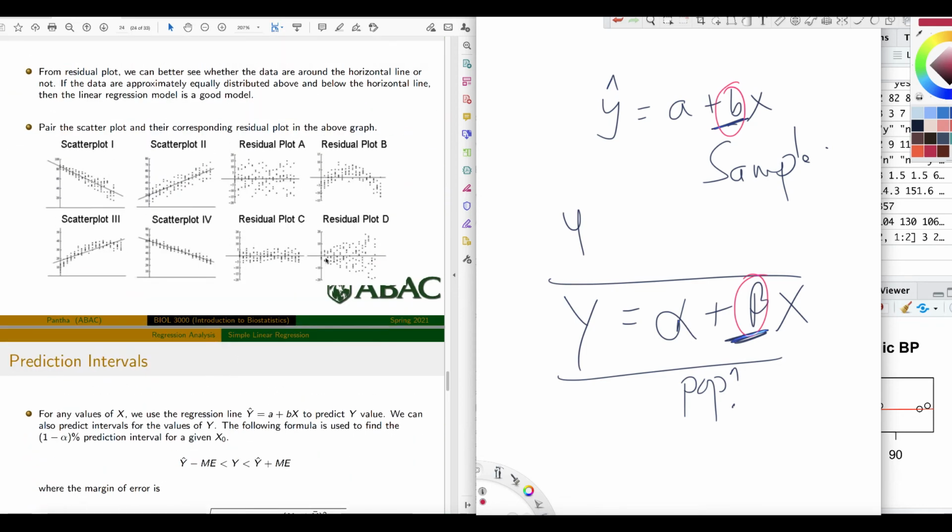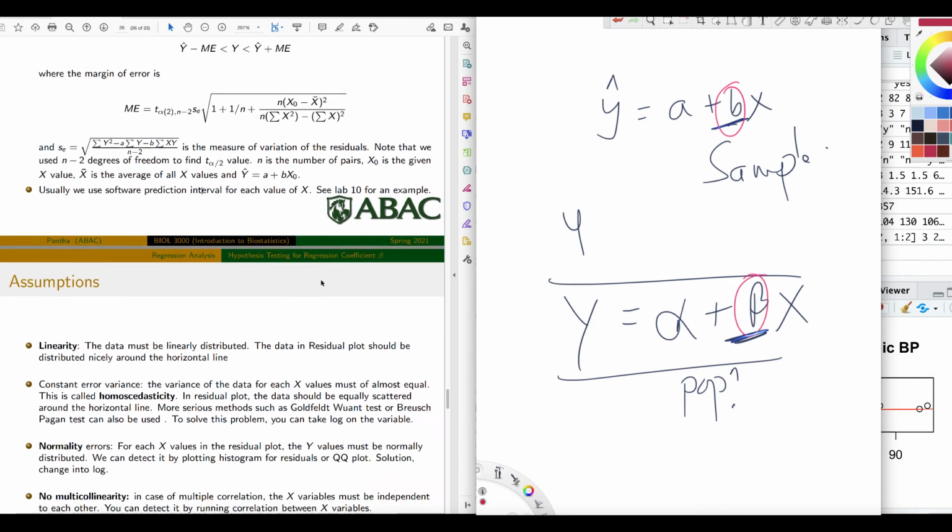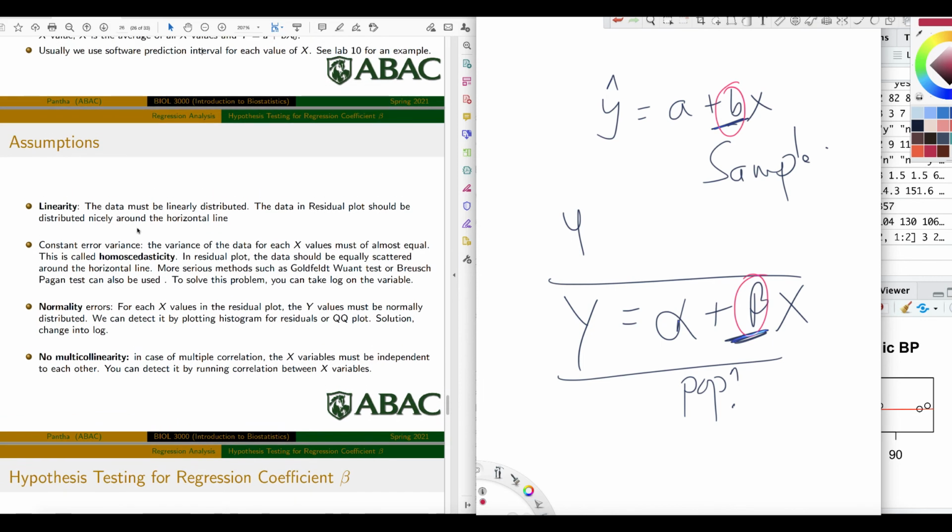It is linearly distributed because they are along the line, but you see the spread is not the same. So we call that the variance is higher on this end and lower here. Here the variance is almost equal everywhere. This one is not linear. These three are linear. So that's what the residual plots test for linearity. The scatter plot must be linearly distributed, and the data in residual plots should be distributed nicely around the horizontal line. That's assumption number one.